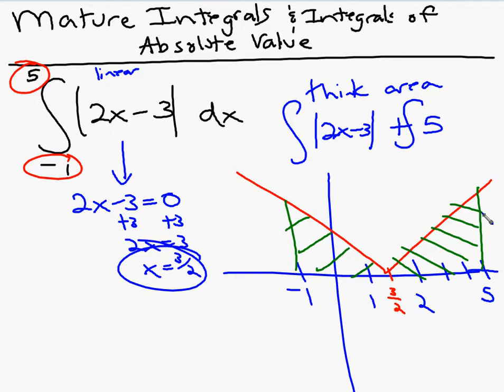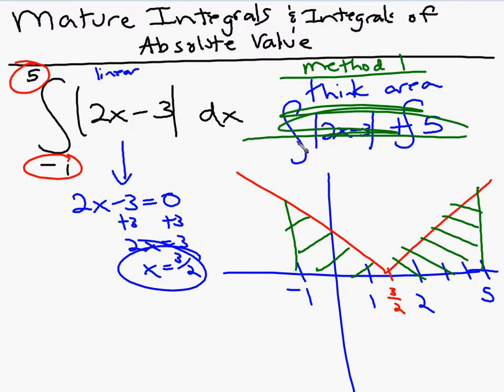So we could do this problem with two areas of a triangle, couldn't we? That's one way. Think area. I want you to add up here method 1. Method 1 is to think area. Method 2 is to split this into two integrals. And no, I'm not talking about this over here. That was another example. I'm talking about split it into two integrals and do it analytically. How would I do that?